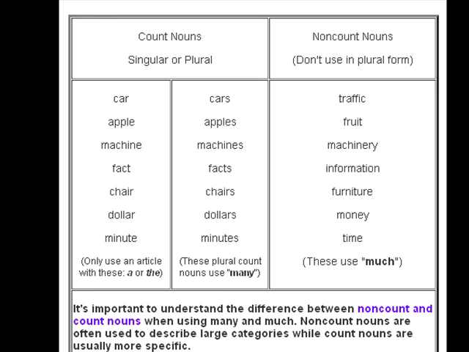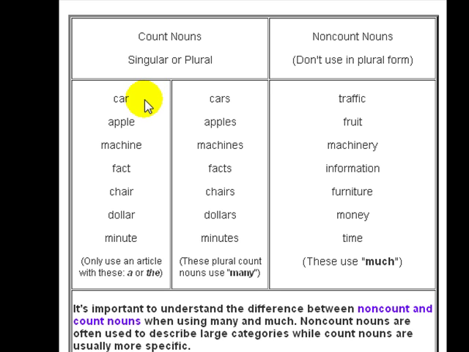The important thing you need to know is that there are two types of nouns in English. There's what they call count nouns, and there are non-count nouns. Now this is important for being able to use the words many and much. Now let's look at the count nouns. What is a count noun? A count noun is a noun that you can count.